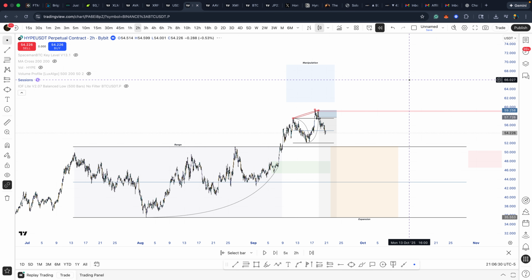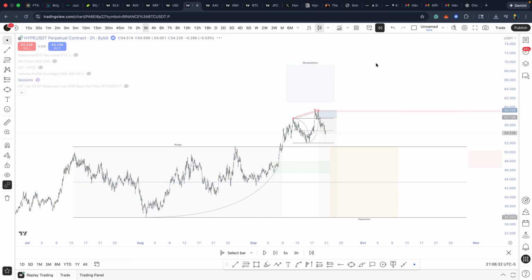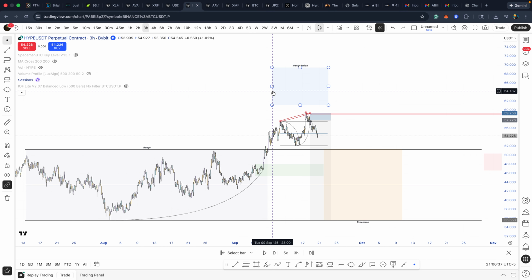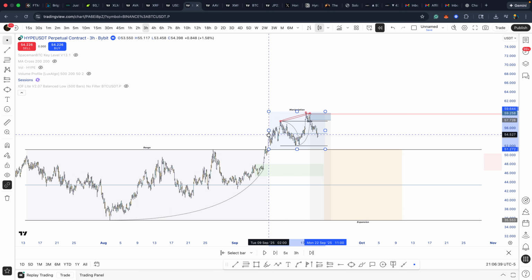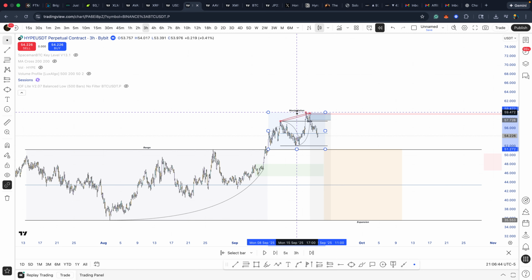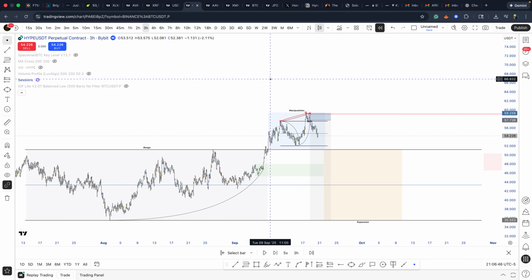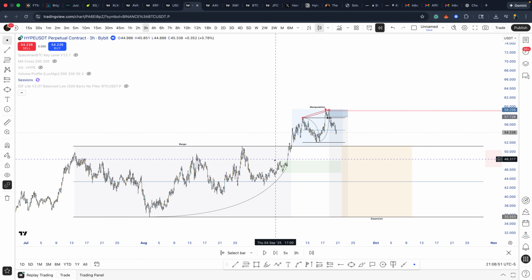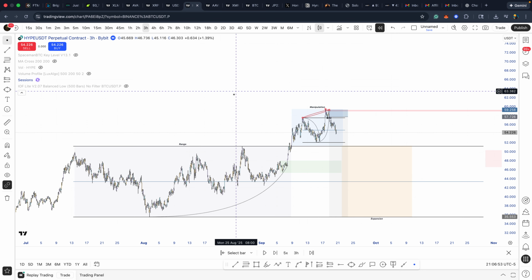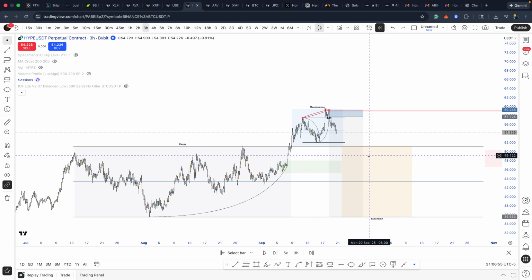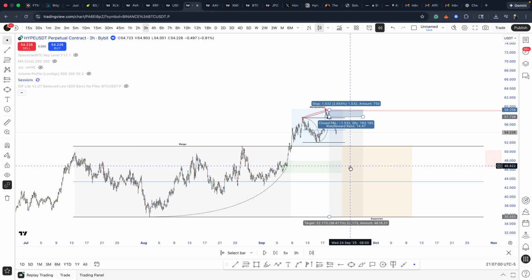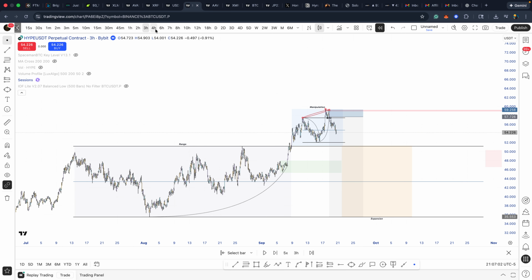We're going to show our PO3 now. We're going to replace our manipulation phase box and see how it is a lot better proportionally than this first little model, how it was so small compared to the range. Now we have a sizable model right here. We're looking for the expansion phase. Obviously, a break back inside right here confirms the PO3.